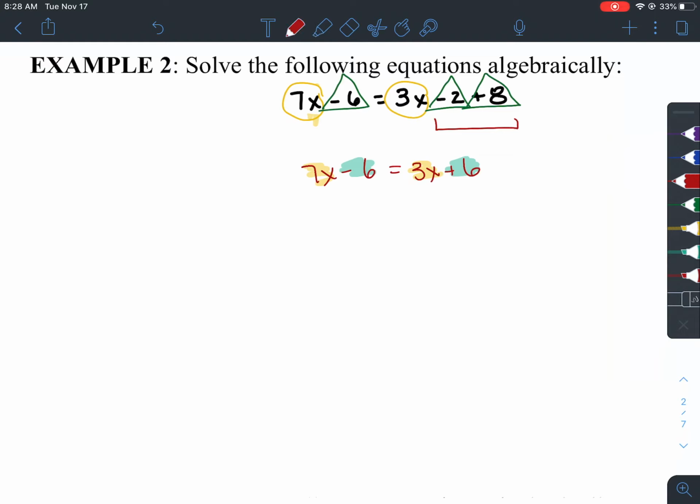Right? So now we can start moving things. I'm going to add 6 to both sides. That's just my decision. I see the minus 6 and I like to add, so I'm going to add to both sides. I drop my equal sign. I'm left with 3x plus 12 and then 7x.